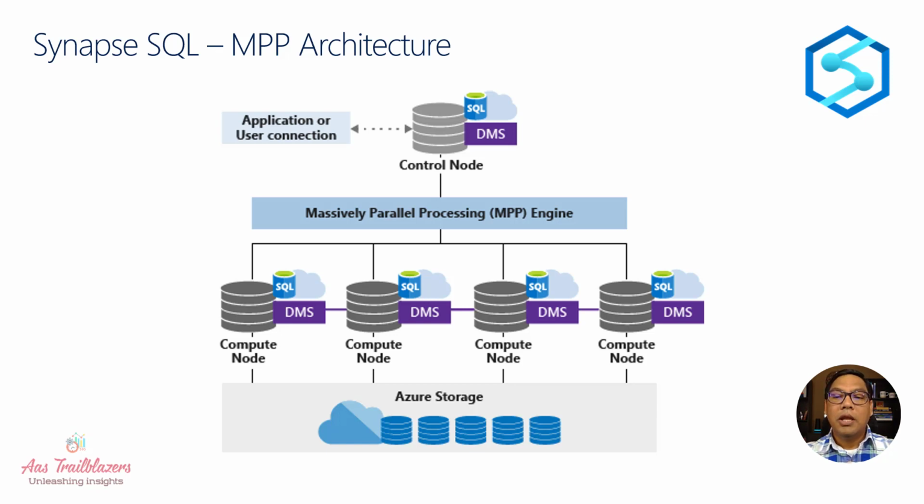With that, what I mean is, an end user connects to the control node and submits the query. The control node then creates a distributed query execution plan and sends that plan to all the compute nodes inside this cluster. Each compute node processes the data that it has based on the execution plan received from the control node, and sends the data back to the control node. The control node again aggregates all the results coming from all the compute nodes and sends them back to the end user or the application.